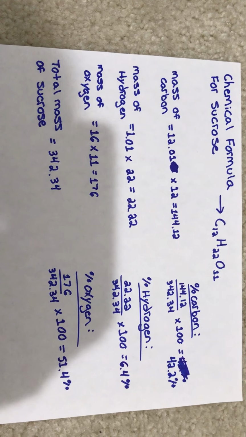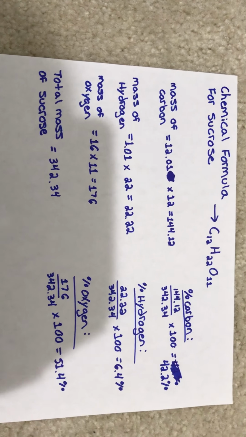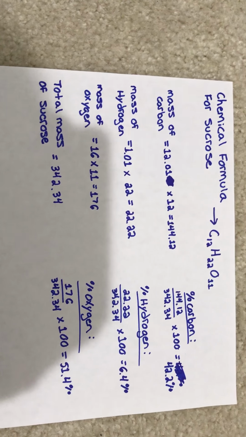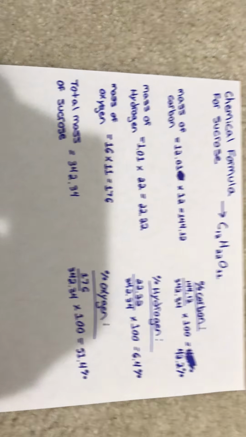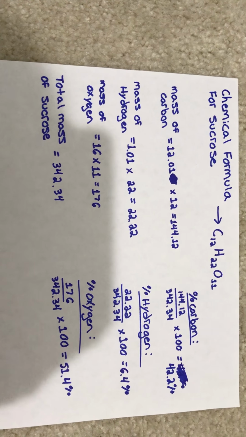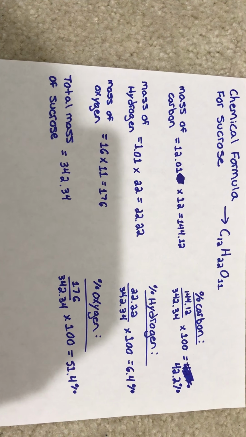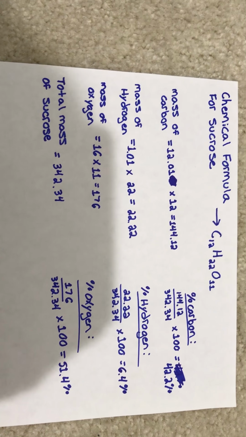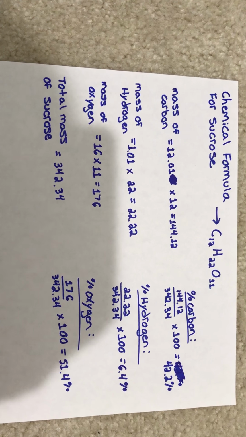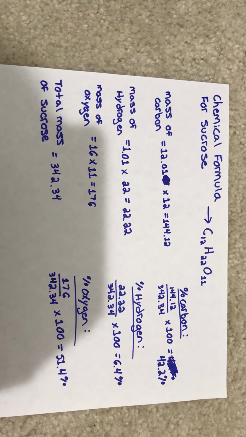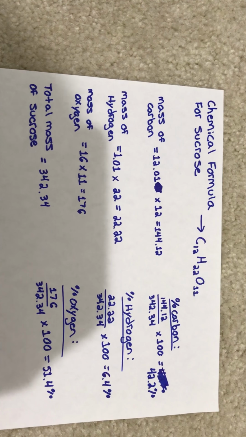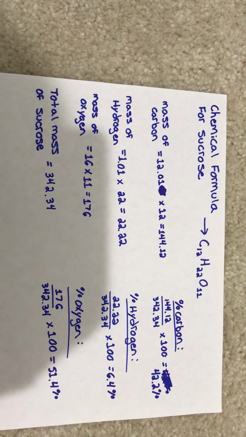Alright, so the second part of the lab, we were asked to find the percent mass of each element in a molecule of sucrose. So in a molecule of sucrose, there are 12 carbons, 22 hydrogens, and 11 oxygens. So the chemical formula is C12H22O11.